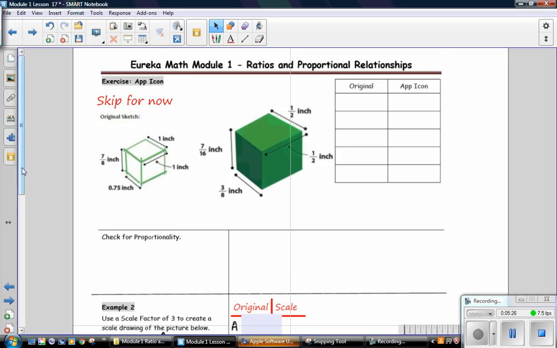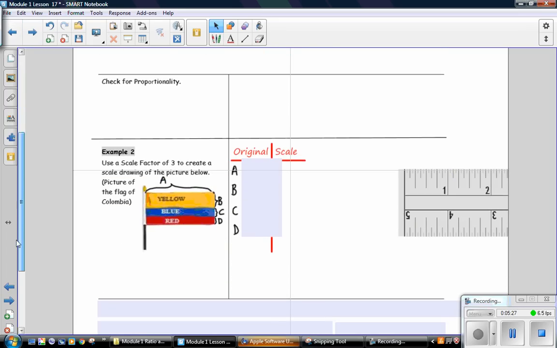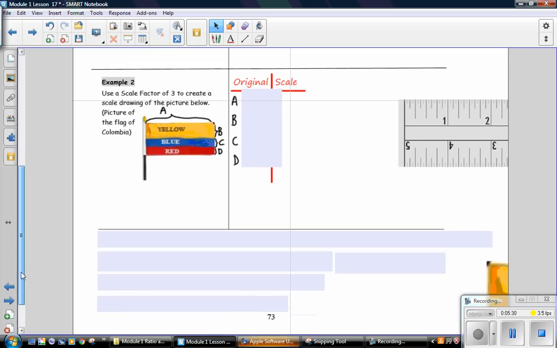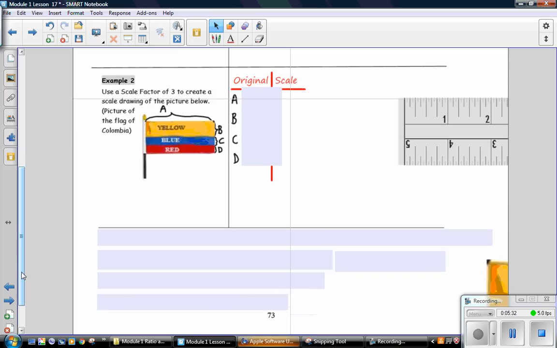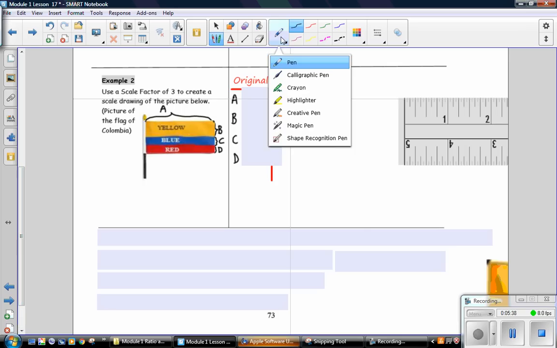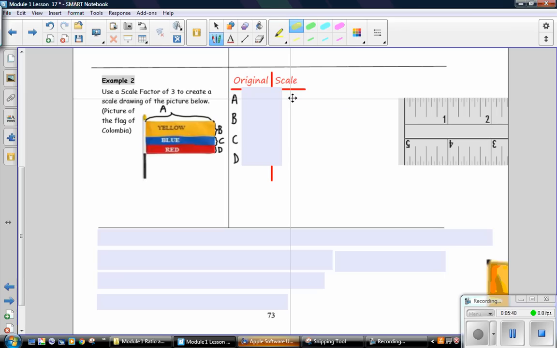We're going to go down to example 2, and it says use a scale factor of 3 to create a scale drawing of the picture below. And the picture is the flag of Colombia. So we want a scale factor of 3. And what that means is that the scale drawing will be 3 times larger than the original. So in our steps, we need to follow these.